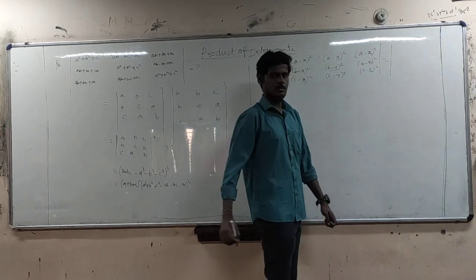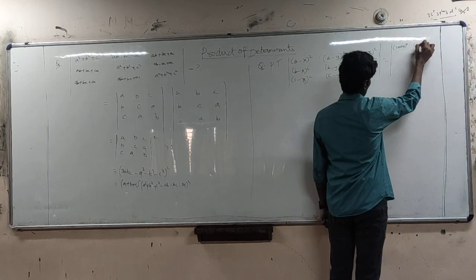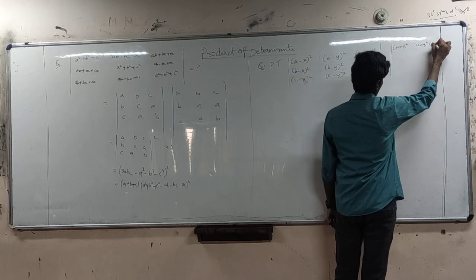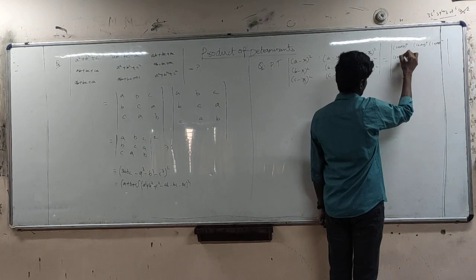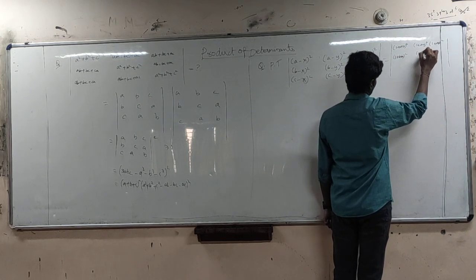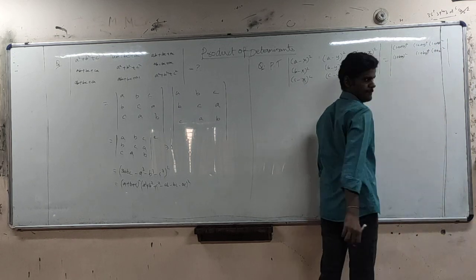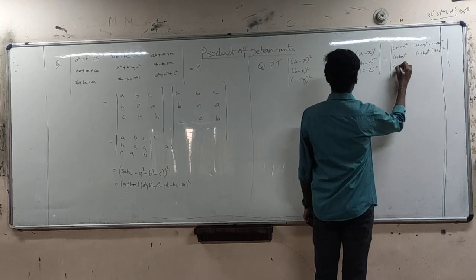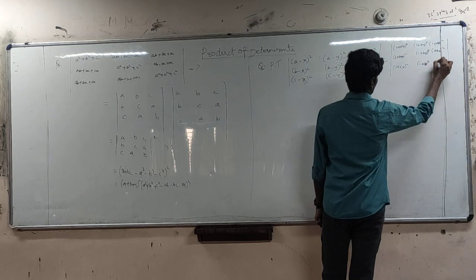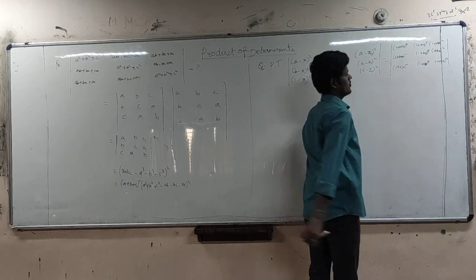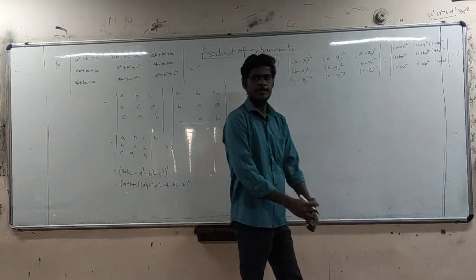equal to determinant of: 1 plus ax square, 1 plus ay square, 1 plus az square; 1 plus bx square, 1 plus by square, 1 plus bz square; 1 plus cx square, 1 plus cy square, and 1 plus cz square. Also find the value of this determinant.